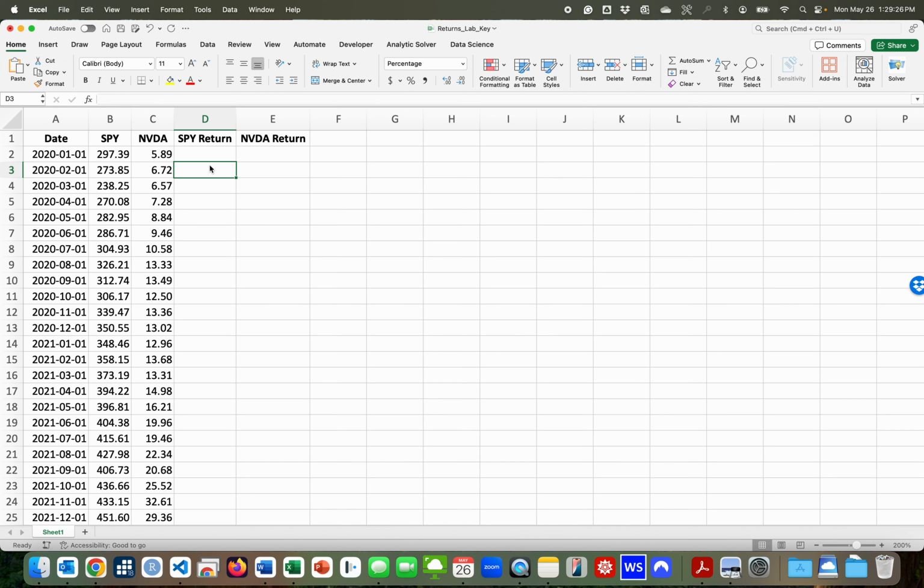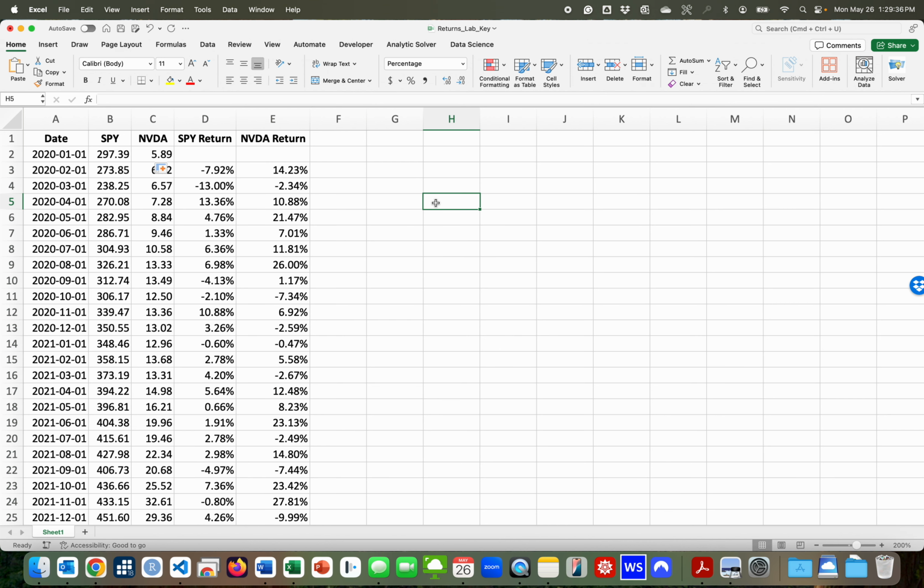So let's get these back up here. So this is going to be B3 divided by B2 minus 1. We're going to drag that over. And then bottom right, double click, run it down. And then from there, we want to generate just some basic summary statistics. So we want the mean, standard deviation.